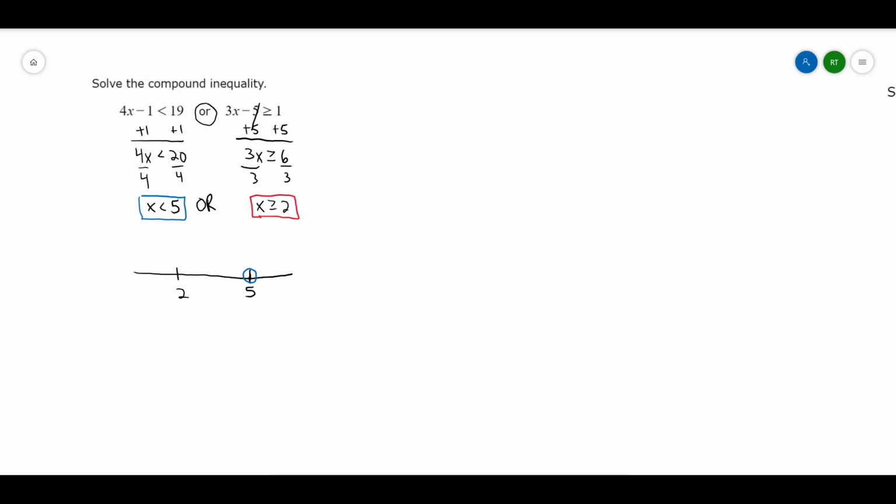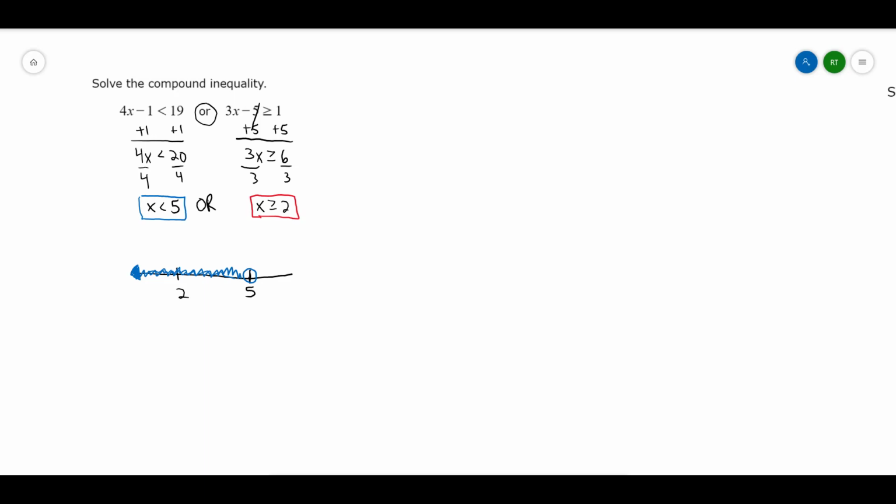And when I read this, I don't read it as x is less than 5. I tell myself all numbers. In other words, they want all numbers, or shade all numbers less than 5. So numbers less than 5 will be this way. So I'm going to shade all these numbers, and it goes forever in that direction. So I'll just put a solid arrow to indicate it keeps going forever.